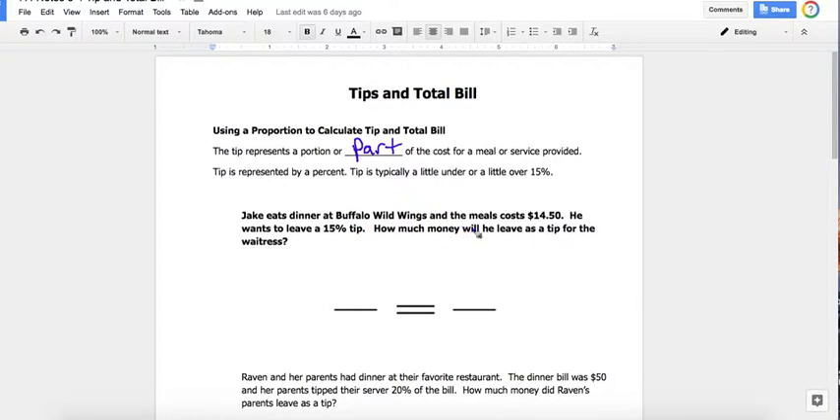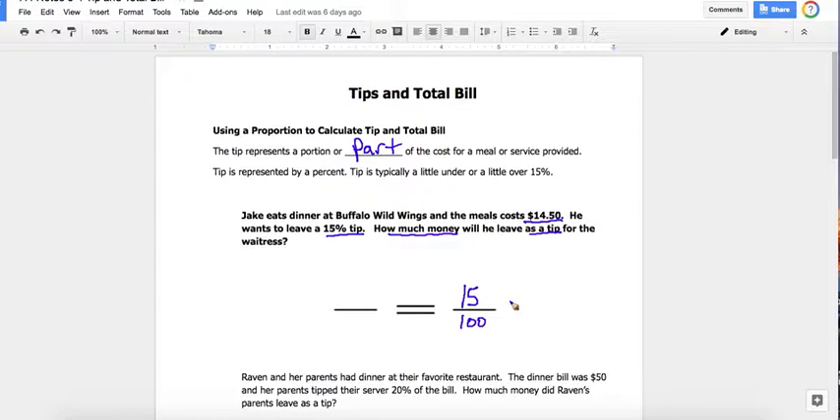So Jake eats dinner at Buffalo Wild Wings and the meal costs $14.50. He wants to leave a 15% tip. How much money will he leave as a tip for the waitress? So if you recall in our last lesson, we learned percent proportion. And so tip is a percent proportion. So what's our percent here? It's correct, 15%. So put 15 over 100.